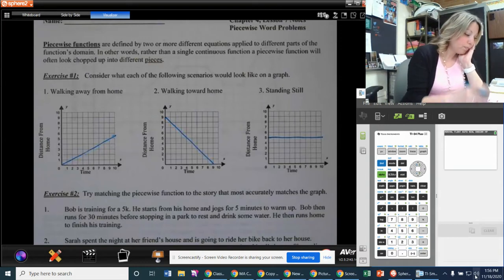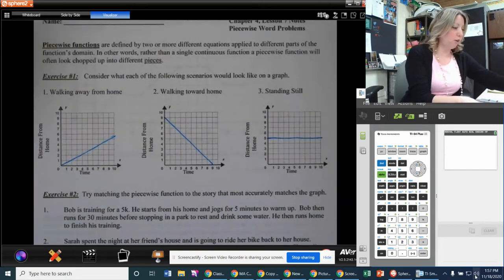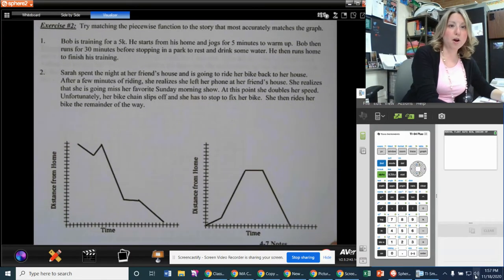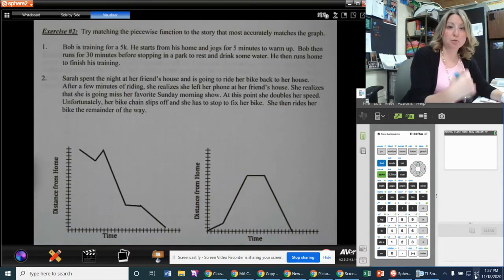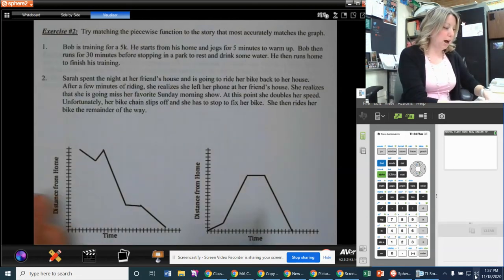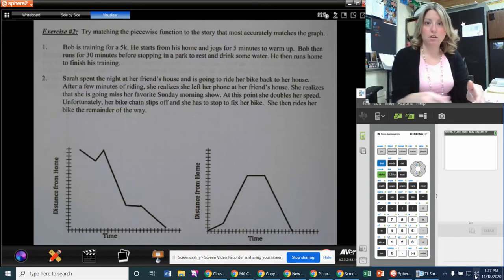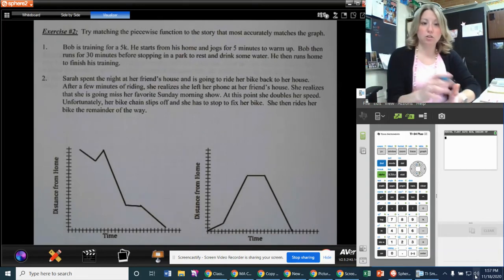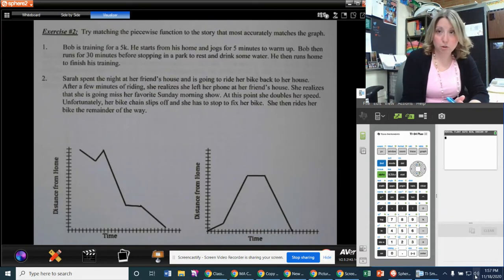All right. What we're going to do is read 2 stories and match the accurate graph. So I want you to pause it right here, read about Bob, read about Sarah, and see if you can pick which one of these graphs is Bob and which one is Sarah. Pause it here, read them yourself, then turn it back on to see the answer. You paused it, right? Hope so.